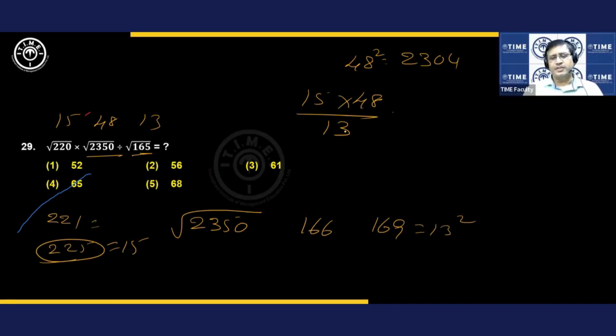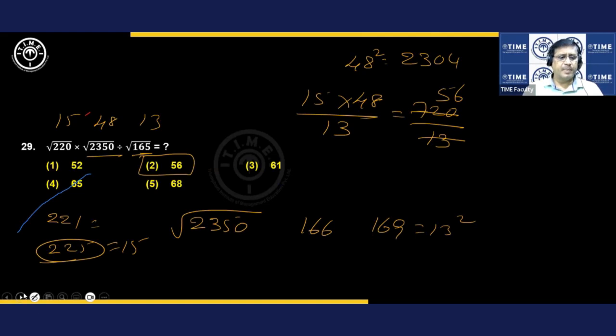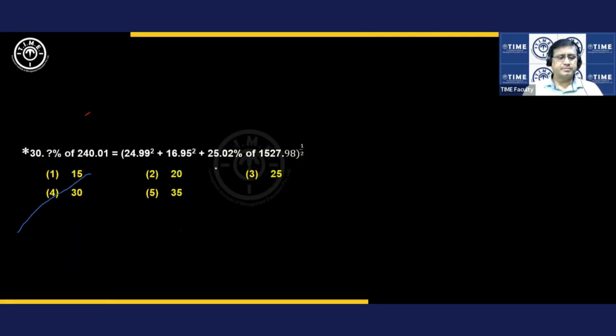How come it is 56? 4 times 15, 60 means 600. 600 plus 120, that is 720. So 720 by 13. How many times does it go? Approximately. The result is option number 2. Second choice is the right answer. Now look at the next example.